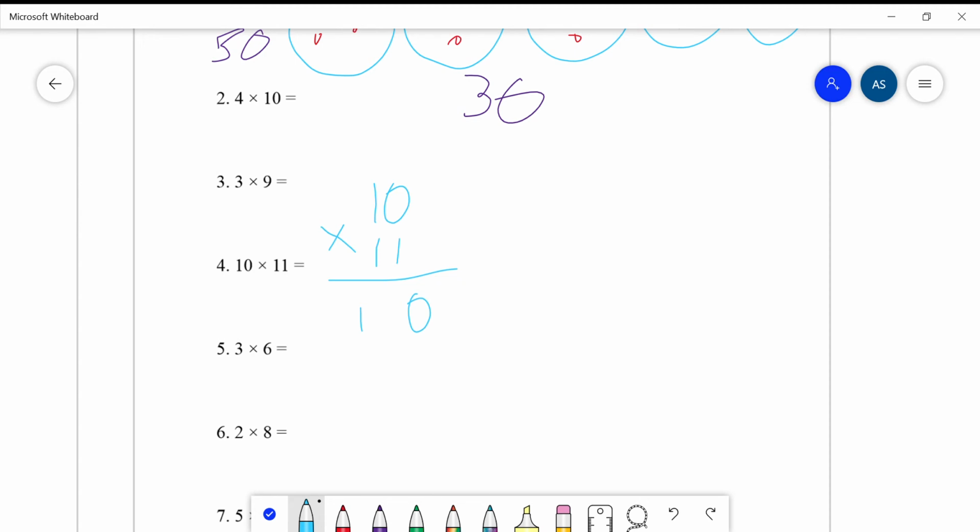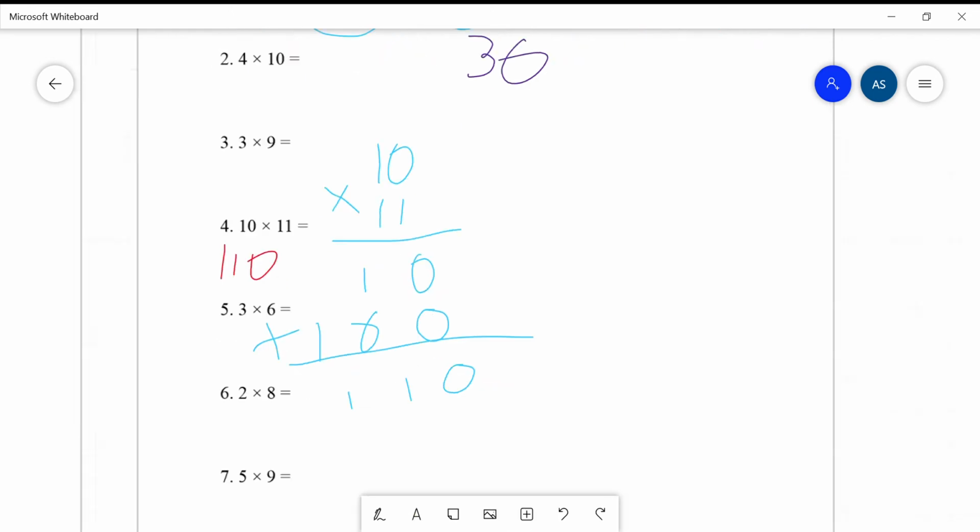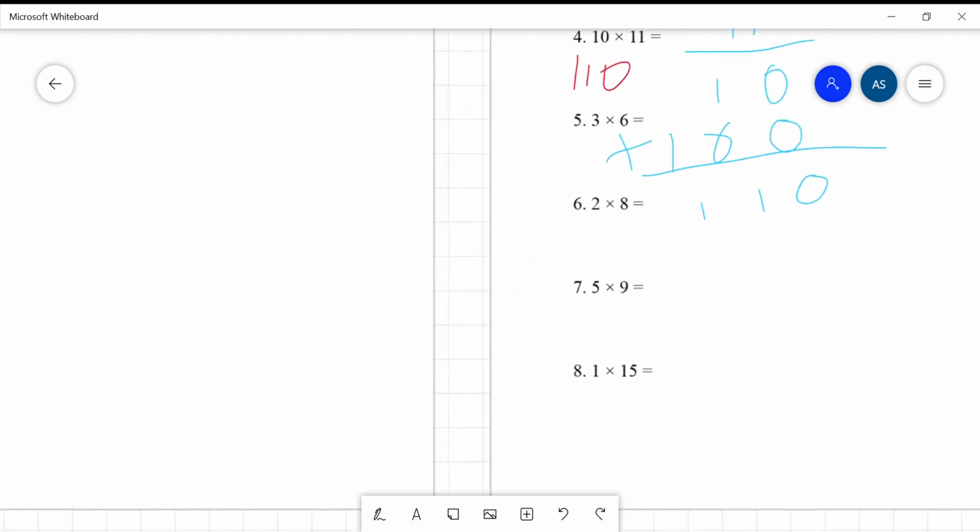We're now working with the tens place, so we're going to put a 0 in the ones place. And once again, 1 times 0 is going to be 0, and 1 times 1 is going to be 1. If you add this together, you get 0, 1, 1. And so the answer for number 4, right over here, is going to be 110. Alright, finish the rest of your page, and let's move on to the next one.